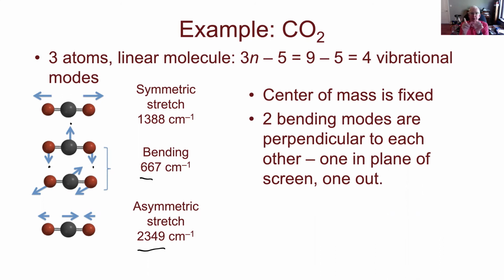And again, the carbon has to shift some in order to keep the center of mass from moving, right? If I really just did this, I would have shifted the center of mass. And so to do that, the carbon has to move towards the shrinking bond on the short side, okay?